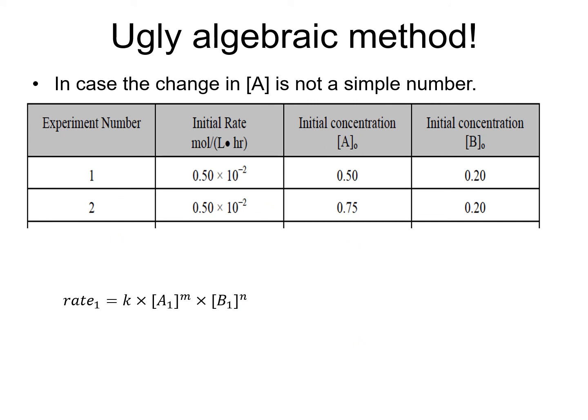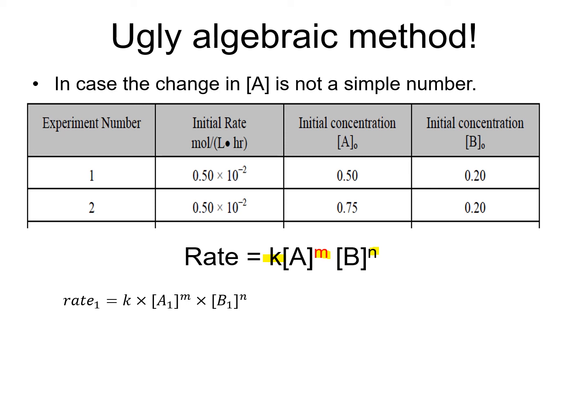So let's focus on the first 2 experiments. What I'm trying to determine is the rate for this reaction. So I will have to figure out what's the value of K, what's the value of N, and what's the value of M. Now for the time being, I'm just trying to take one step at a time and focus on M.